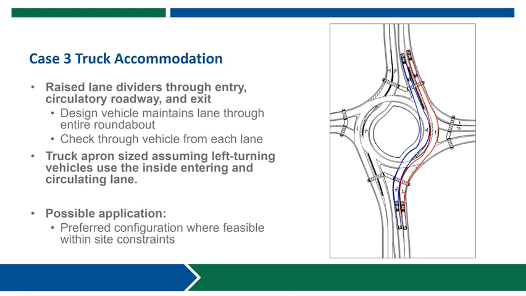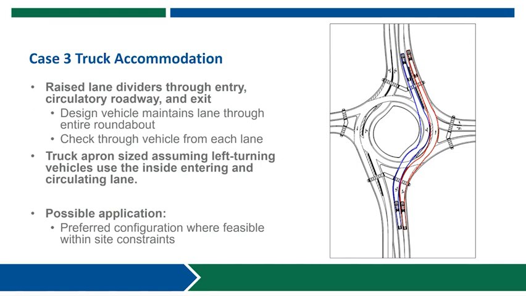We also need to consider the lane configurations. In this case, we have a left through and through right configuration, and we would need to check to make sure that the right turning vehicles are accommodated from the outside lane and that left turning vehicles are accommodated from the inside lane. So starting in the inside entering lane and staying in the inside lane around the circulatory roadway. This left turn path is also going to dictate the width of our truck apron around the central island.